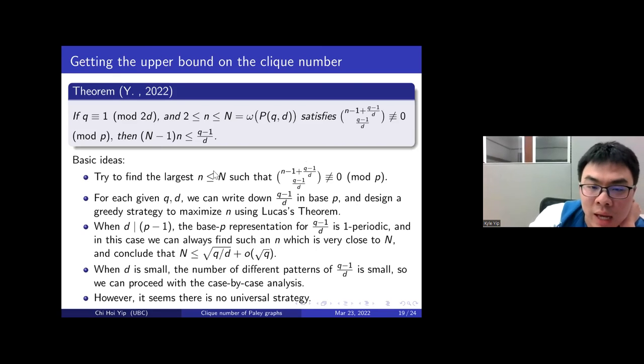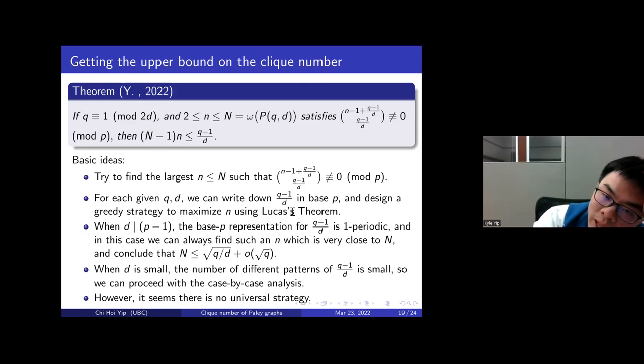And the idea is that we try to write down these kind of numbers in base P, and we apply Lucas's theorem to use a greedy algorithm to pick our little n. But this, of course, depends on the base P representation of this number (Q minus 1) over D.